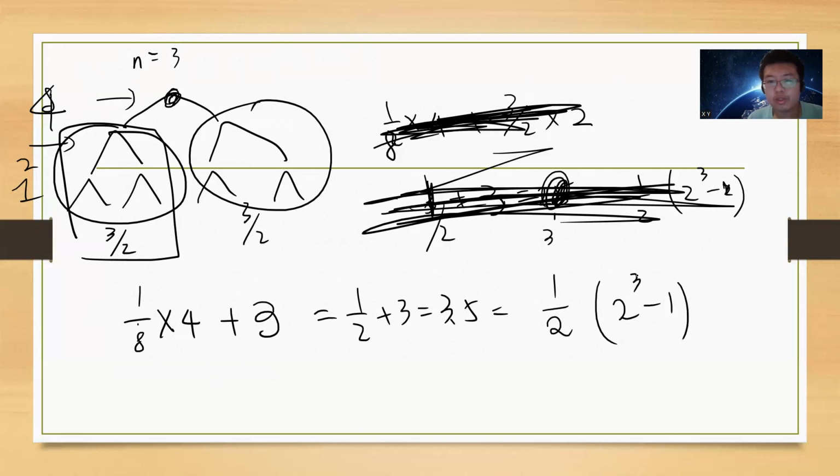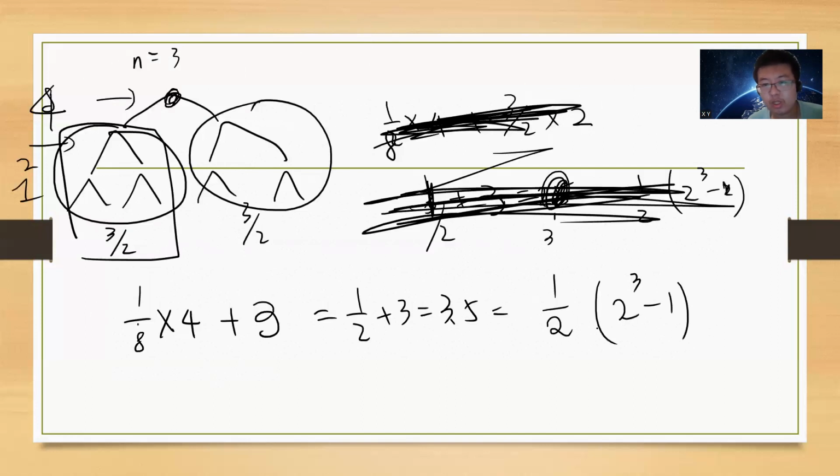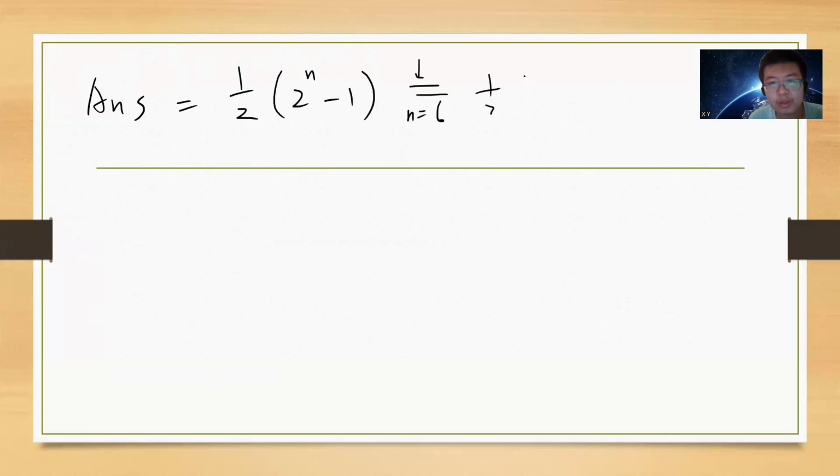Okay. So it looks like 1 divided by 2, 2 to the 1 minus 1, 1 divided by 2, 2 squared minus 1. And then this is 1 divided by 2, 2 cubed minus 1. Okay, so what's your answer? Right, your answer should be 1 divided by 2, 2 to n minus 1. So your answer for this is, where n equals 6, 1 divided by 2, 2 to the 6 minus 1.